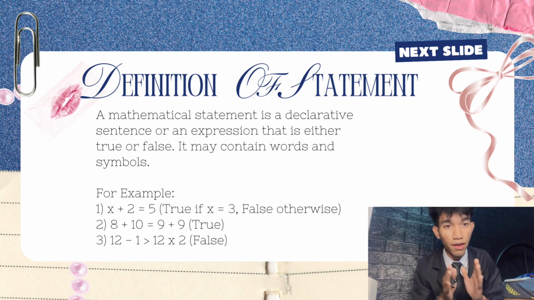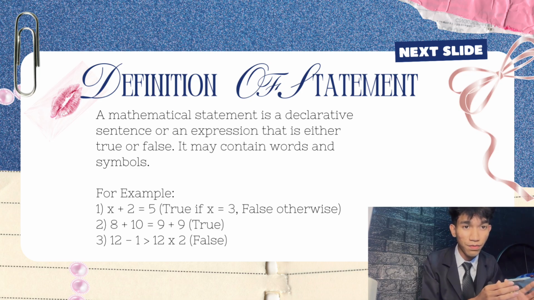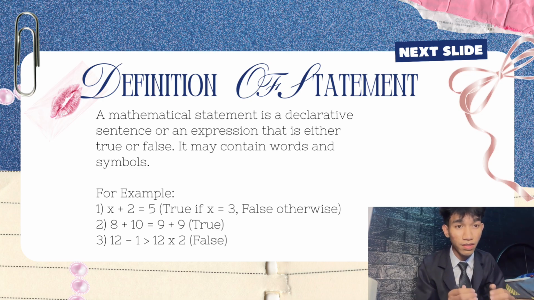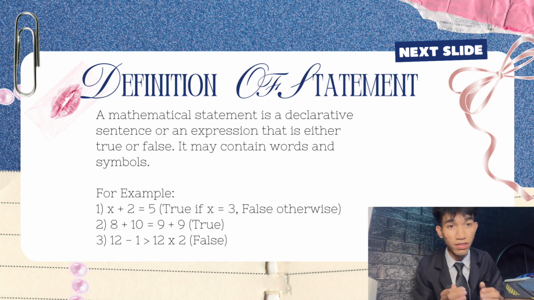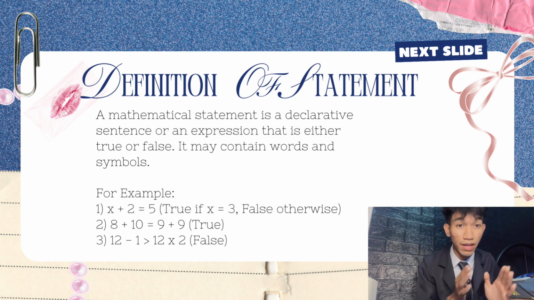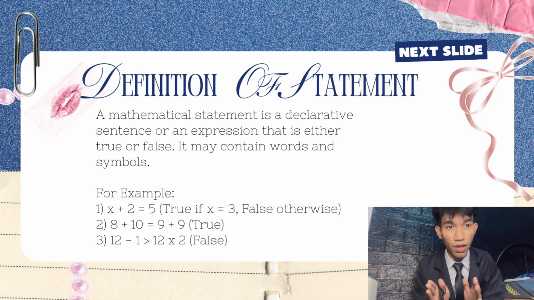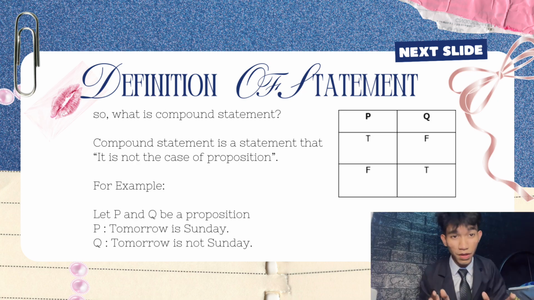And then x plus 10 equal to 9 plus 9. So this statement is actually true. And the last one is 12 minus 1 greater than 12 multiplied by 2. So from this statement, we can say that the statement is false because 12 multiplied by 2 is not like 12 minus 1.